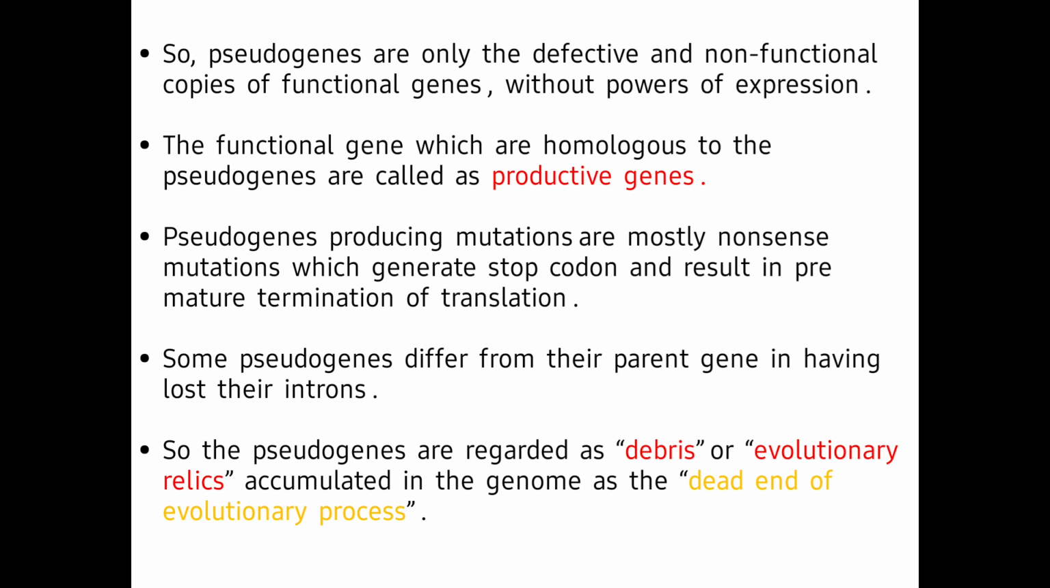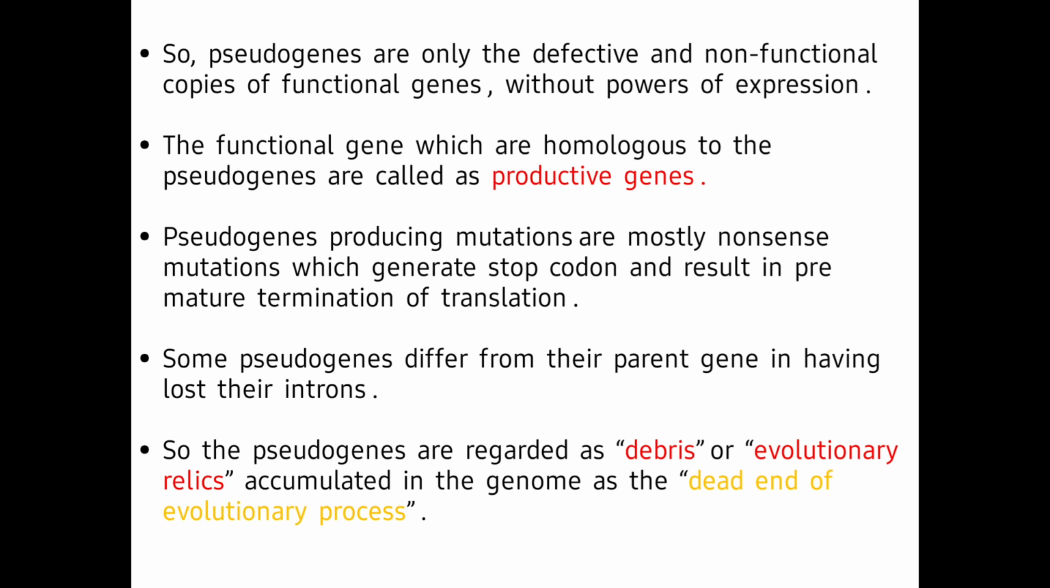And the functional genes which are homologous to the pseudogenes, that means the original genes which are the same as the pseudogenes, are called productive genes. The mutations producing pseudogenes are mostly nonsense mutations which generate a stop codon and result in premature termination of translation.